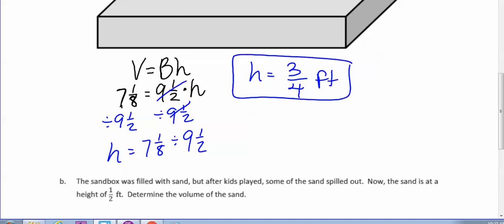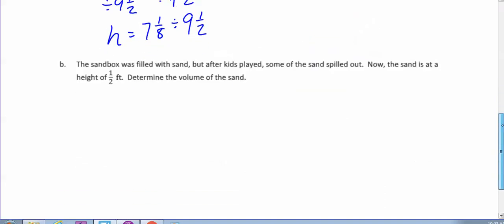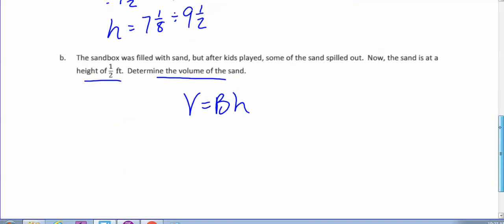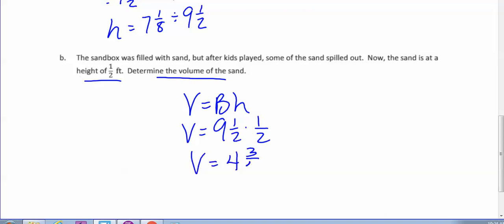All right? In this last problem here, it says the sandbox was filled with sand, but after the kids played, some of the sand spilled out. Now the sand is at a height of 1/2. Determine the volume. So volume equals base times height. The base is still going to be 9 1/2, but instead the height is now 1/2 because they dumped a bunch of sand out. Nice job, kids. So when you multiply that, you're going to get volume equals 4 3/4 cubic feet, or feet cubed.